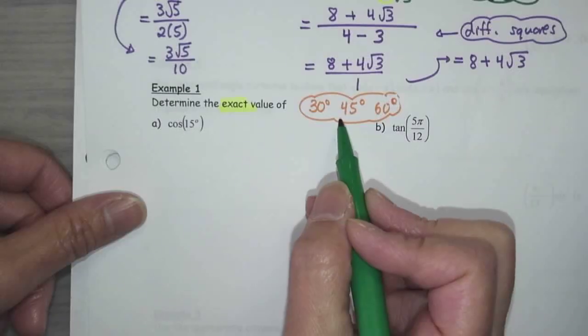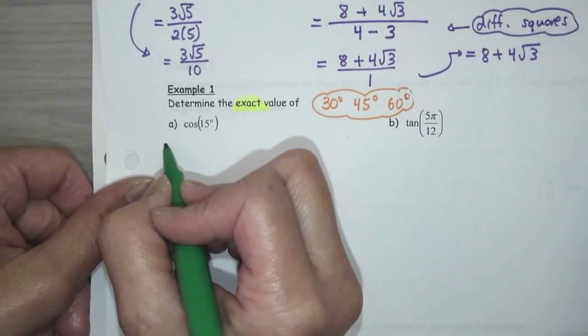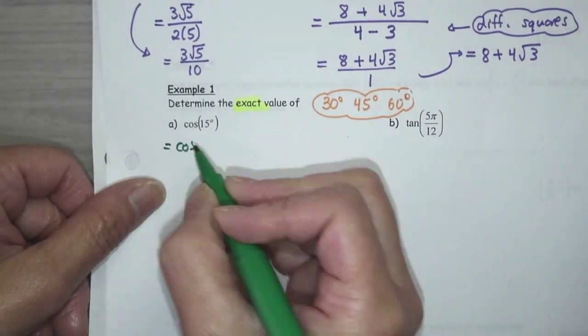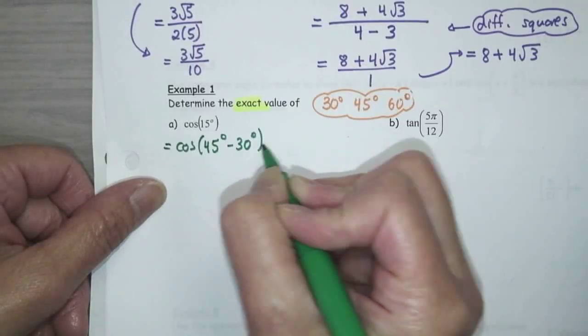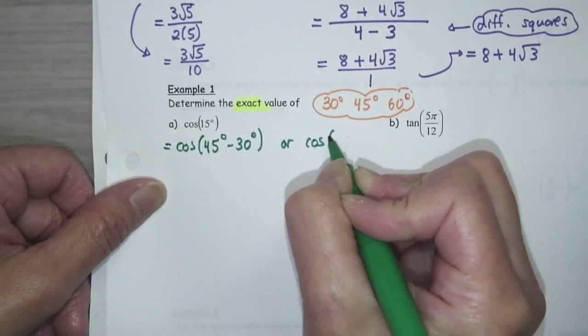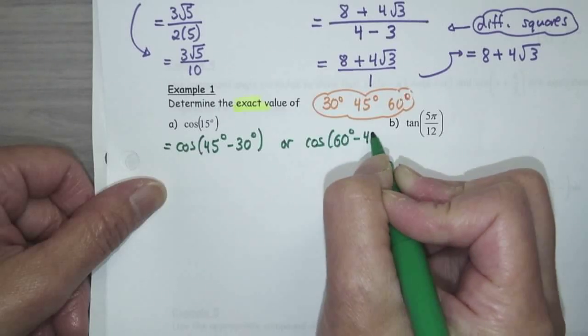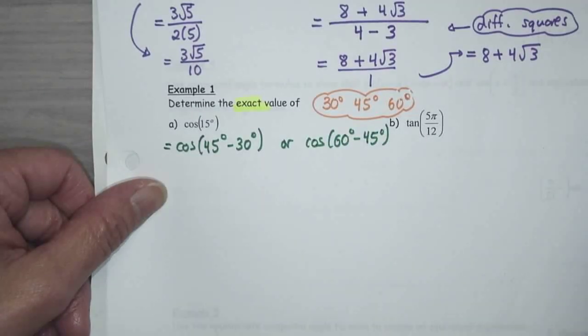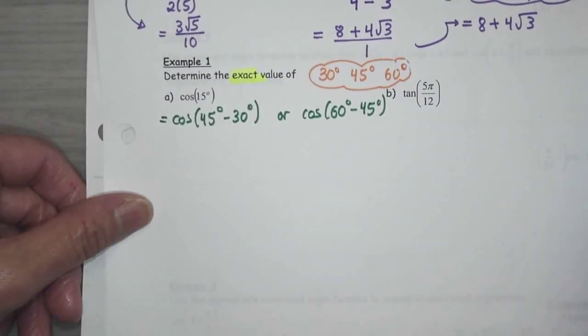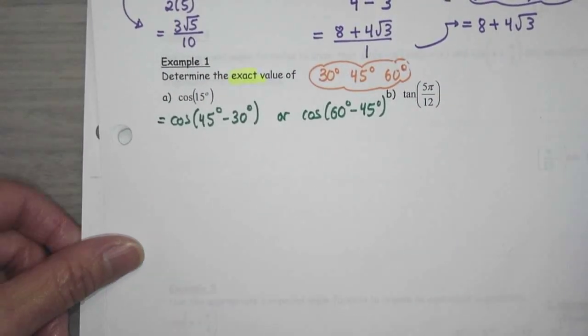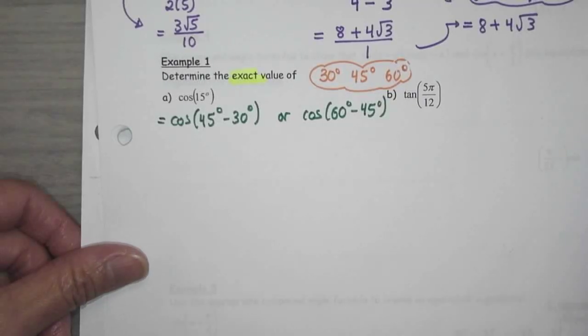60 minus 45, or 45 minus 30. So I'll do both, or can I do any others to get me 15? No. Okay, so those look good. Either one of them is perfect and wonderful. You'll get the same answer as long as you rationalize.